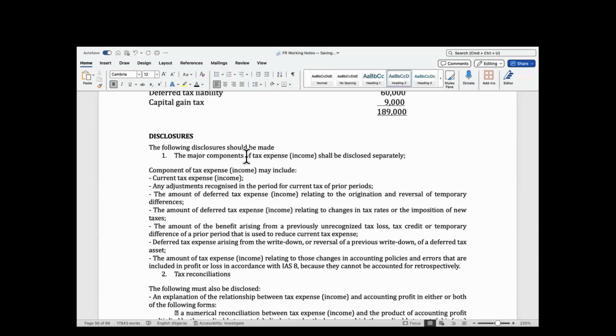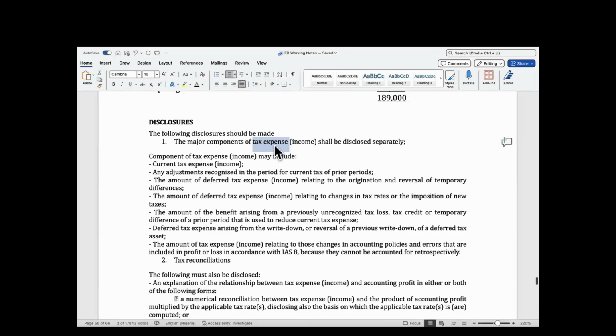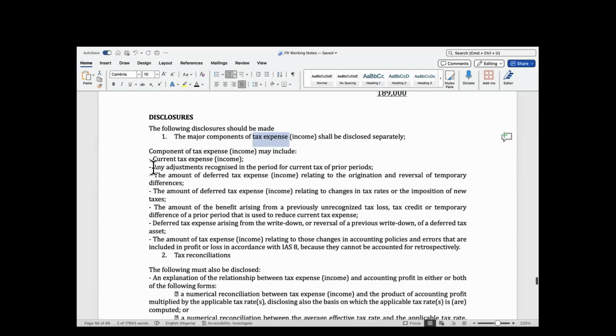So when you see income tax in P&L, why I'm actually showing you this is that they can ask you what are the components of tax expense, because when you see income tax expense, you need to disclose the components of it. So they can ask you in the exam. So when you see the components, at least by default, you should know two. You should know there is current tax and you should know there is deferred tax. And in addition to that, you should know there is adjustment recognized for previous periods.